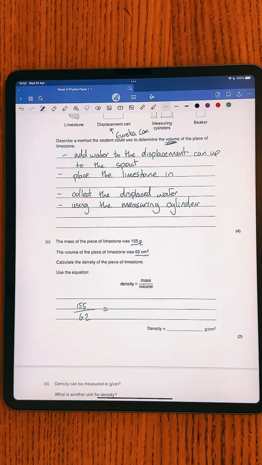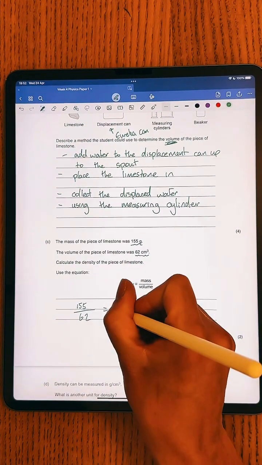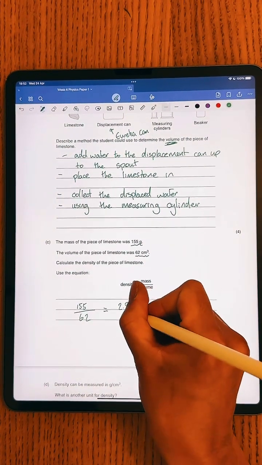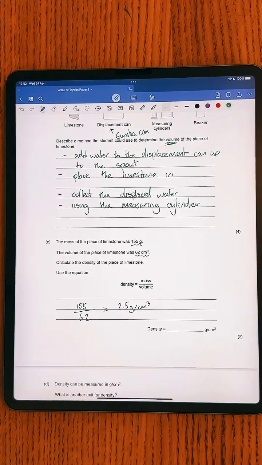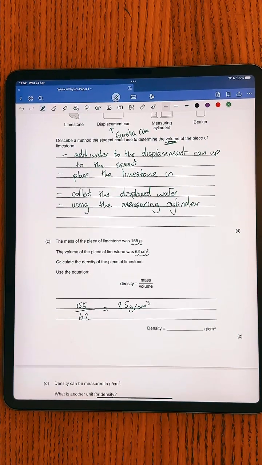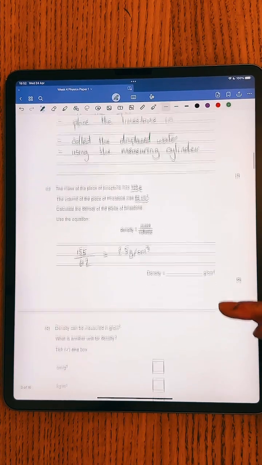Anyone got the answer? Maria's got 2.5. That is absolutely right. 2.5 grams per centimeters cubed. Excellent, guys. Okay, on to the next question.